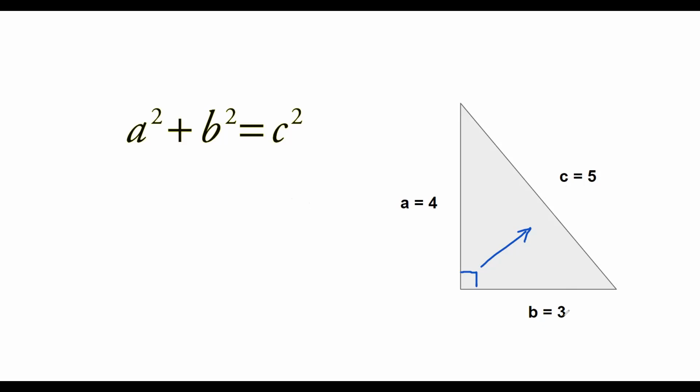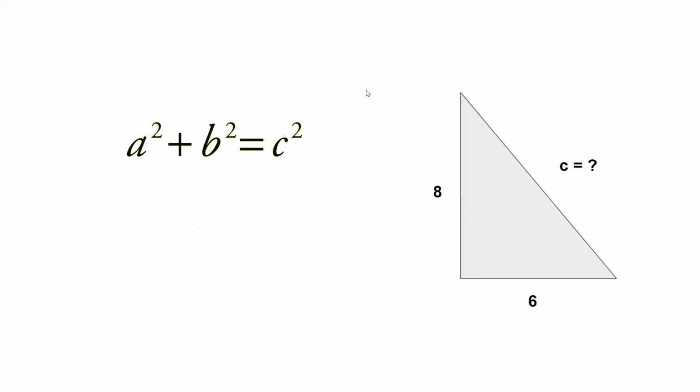So let's square 3. 3 times 3 is 9. 4 times 4 is 16. And 5 times 5 is 25. So A squared is 16. B squared is 9. And C squared is 25. So look at how that holds true for this triangle. 16 plus 9 is 25. So 25 equals 25. And that's true. So that's interesting, but it doesn't quite help us solve problems yet.